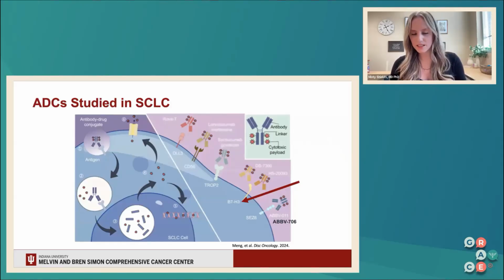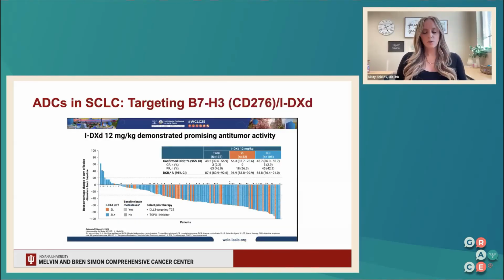And so now there are many successful antibody drug conjugates with additions and changes to the linker, the payload, the antibody, and how we really employ these antibody drug conjugates in the clinic. We learned from those lessons and were able to improve on that for future patient trials, particularly with ADCs in small cell lung cancer. One exciting drug is called I-DXd or ifinatamab deruxtecan. This is an ADC targeting B7-H3, also known as CD276, on the surface of small cell lung cancer.